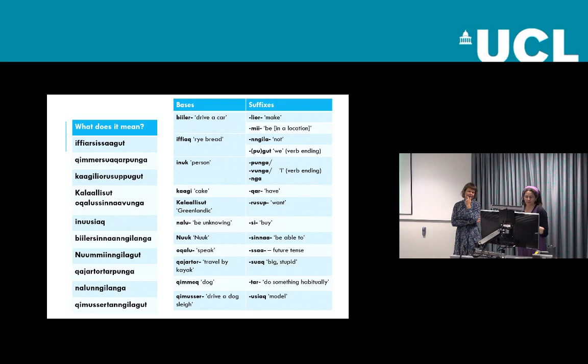And then piler sinang ilanga. What does that mean? Yes. So piler is the drive, sinna is the can, and then we have the negation, and then I. Brilliant. Did anyone get to numing ilagut?